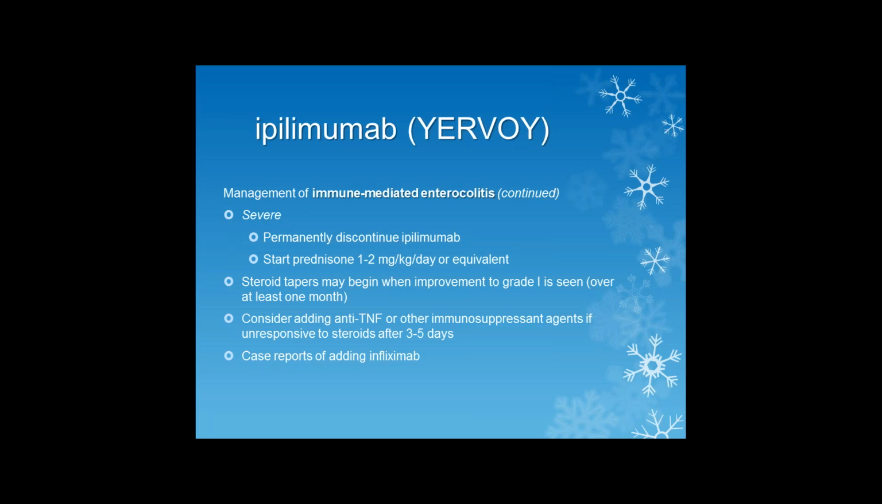Steroid taper should begin when improvement to grade 1 is seen, and the taper should occur over at least 1 month. And then I know another question that came up, we had a guy who had really serious colitis that wasn't responding to steroids right away, and so they had started talking about adding infliximab, so that anti-TNF or other immunosuppressants. There are some case reports out there about that, and that is specifically a recommendation if they're not responding to those high-dose steroids.